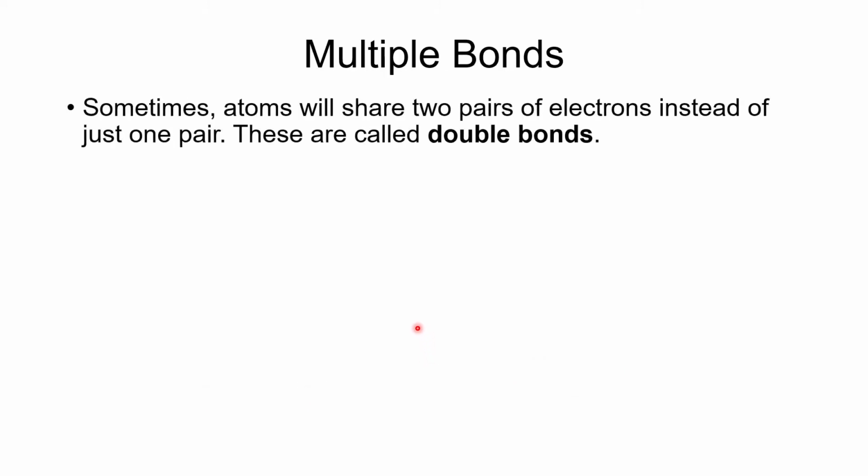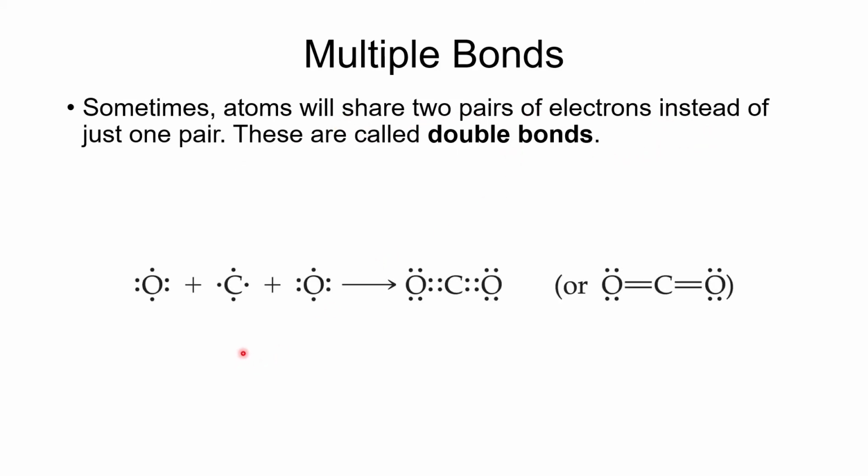For multiple bonds, sometimes we'll get multiple bonds where we have more than one pair that is shared between two atoms. If we have 2 pairs shared between the 2 atoms, we call that a double bond. In this case here, we've got carbon and 2 oxygens, and we end up sharing 2 pairs of electrons. Now, we're not going to draw our Lewis structures to look like this, where we have dots to represent the bonds. For one, it gets really, really messy.